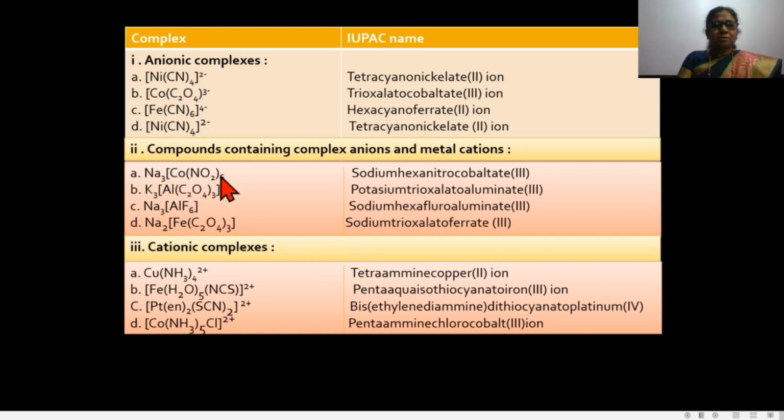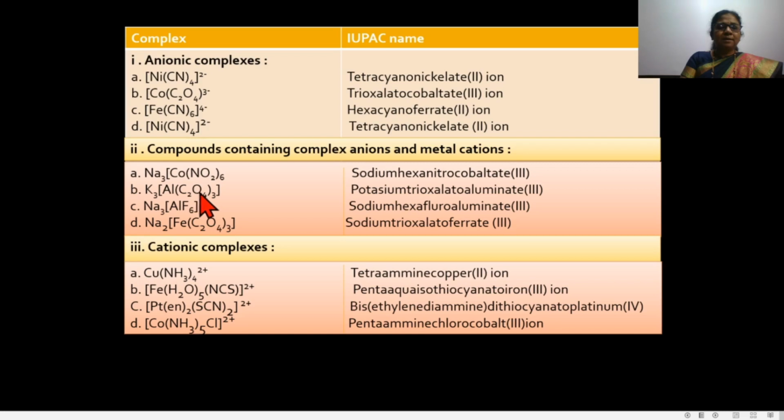Then, in these complexes, the coordination sphere carries the negative charge because the counter ion carries the positive charge. Then use the metal ion name with the suffix -ate. The name of this complex is sodium hexanitrocobaltate(III). In this example, the first metal cation is potassium.